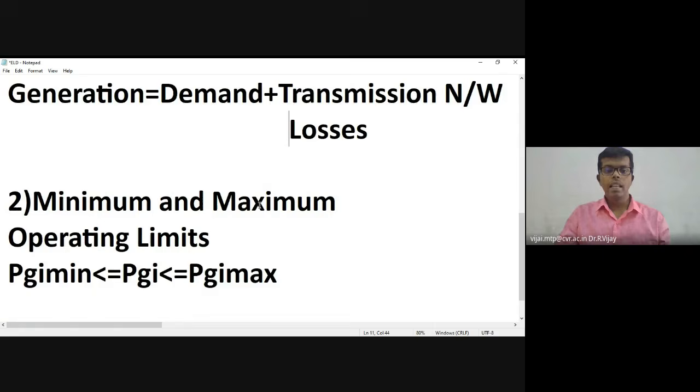And what is the next constraint? The next constraint is the minimum and maximum operating limits. That is, we are going to find out the optimal generation PGi, and that should be within the minimum and maximum operating limits.